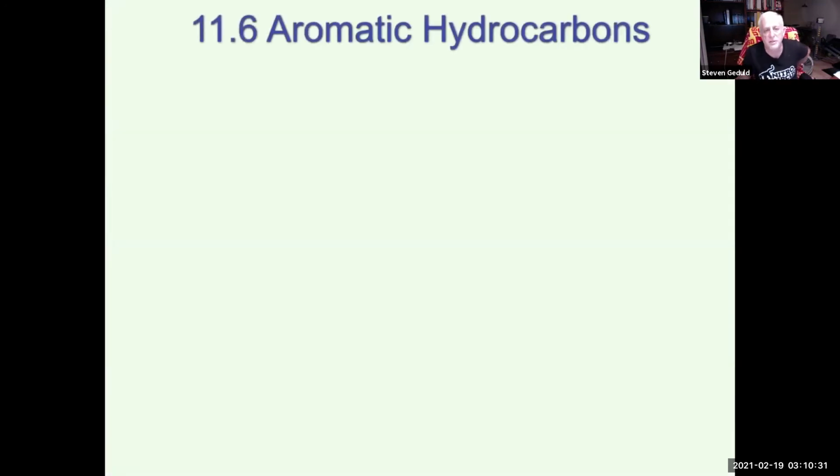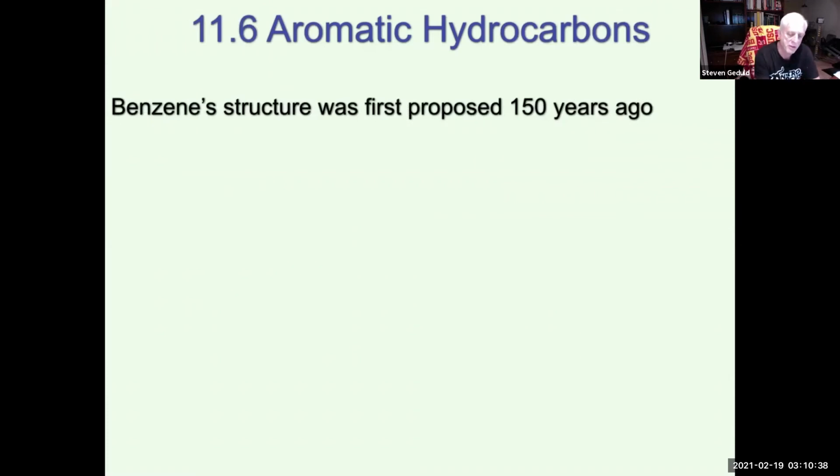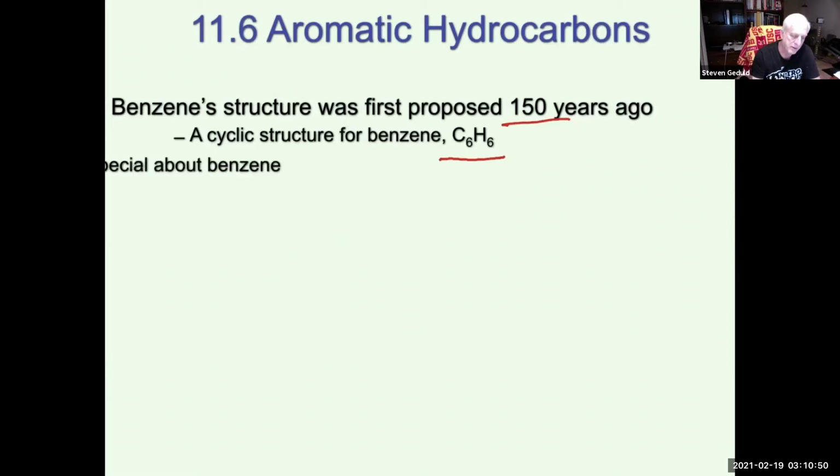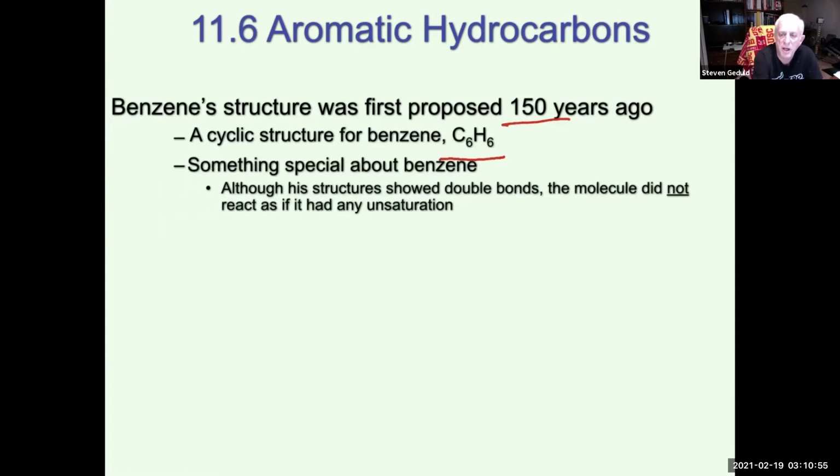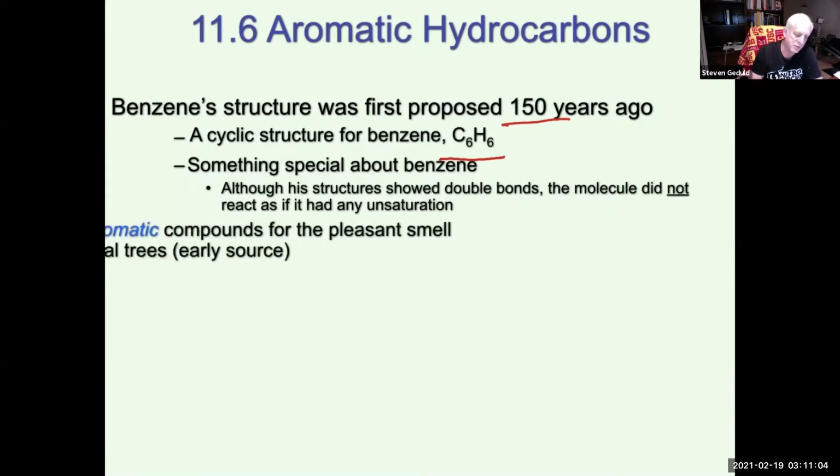Aromatic hydrocarbons. Remember aromatic we talked about? Aromatic is a benzene ring. Benzene was first proposed 150 years ago. That was the structure of it. It's a cyclical structure, and the molecular formula is C6H6. There's something special about benzene. Its structure has double bonds, but the molecule did not react as if it had any double bonds. It doesn't react like it's unsaturated, so it reacts like a saturated compound.